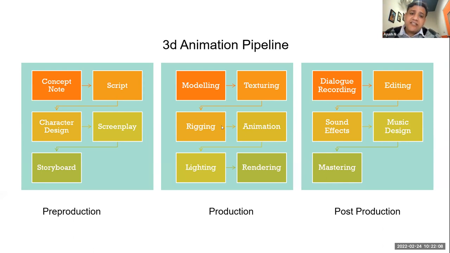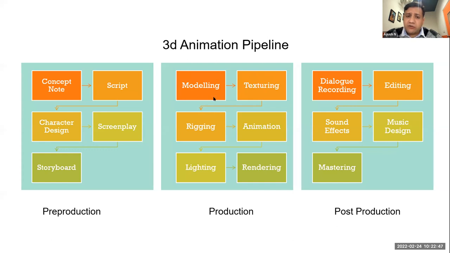The next step is rigging. Rigging is when you tell the computer how that model can be moved, where all it can move, basically adding joints and bones in that model. Once that is done, then the actual movements are added, that is technically called animation. And then finally, lights are added and the computer is asked to put everything together, and the process is called rendering.